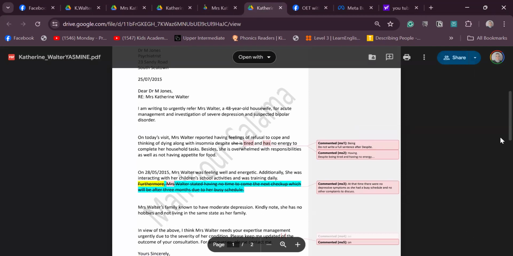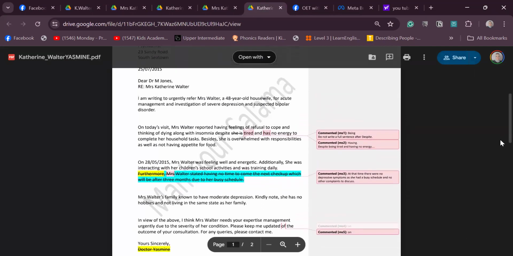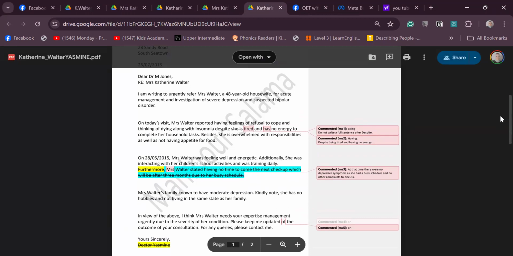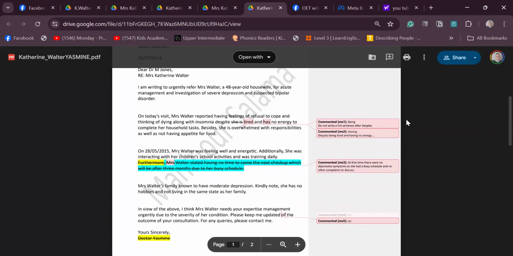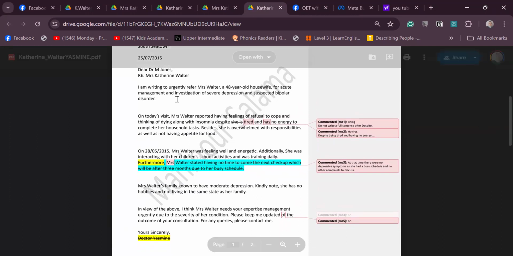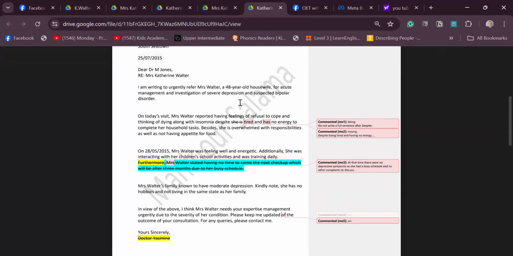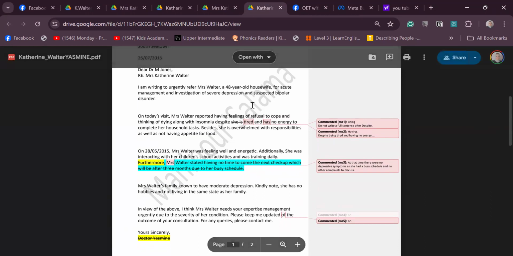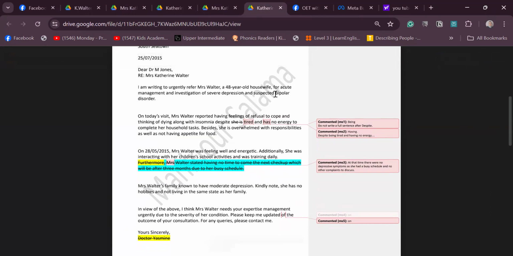Okay, so let's go to one of my corrections to check. Okay, here we can find one of the corrections. You can find this layout is good because the paragraphs, okay, are really of the same size and into themes. Okay, I'm writing to urgently refer Mrs. Walter, a 40-year-old housewife, for acute management and investigation of severe depression, because severe depression is already confirmed, okay, and suspected bipolar disorder. Suspected here means this is suspected, but the severe depression is already confirmed.